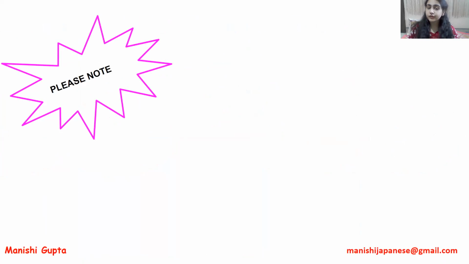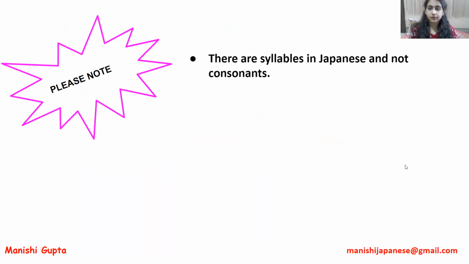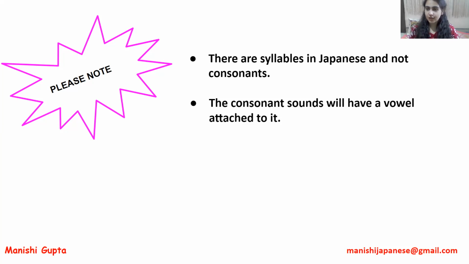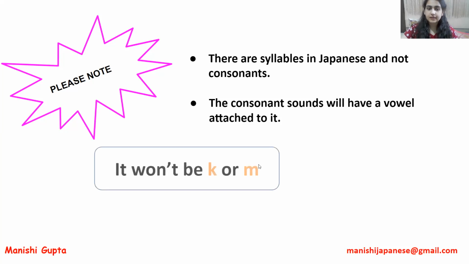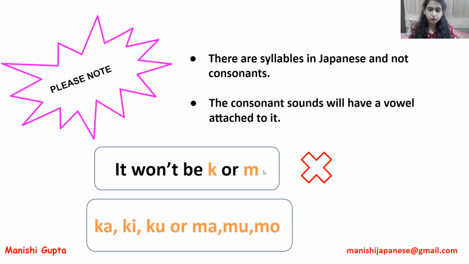Okay. Now, before moving to the characters as such, please note these points. These are very important. The first one being that there are syllables in Japanese and not consonants. I'm sure most of you must be thinking that, okay, now that we've done vowels, we must be looking at consonants now. But we don't have consonants as such, we have syllables. Now the question is, of course, what are syllables? Syllables are basically any consonant sound which has a vowel sound attached to it, which means that we will not have K or M, which are English consonants. We will rather have ka, ki, ku, or ma, mi, mu, something like that, where a consonant is attached with a vowel sound. So please take care of these points.